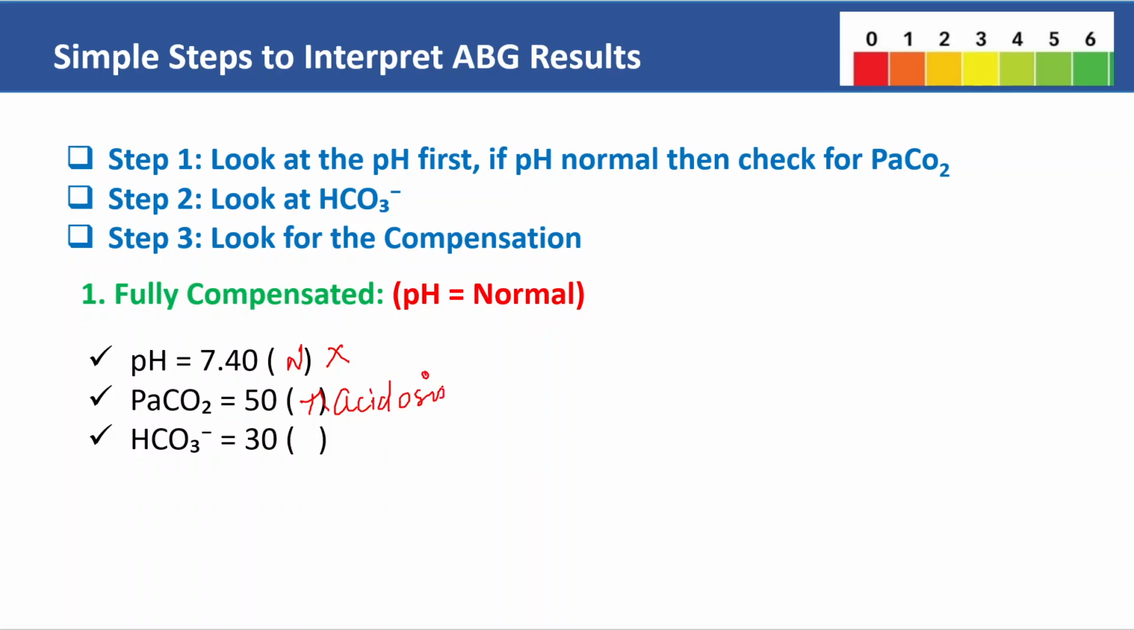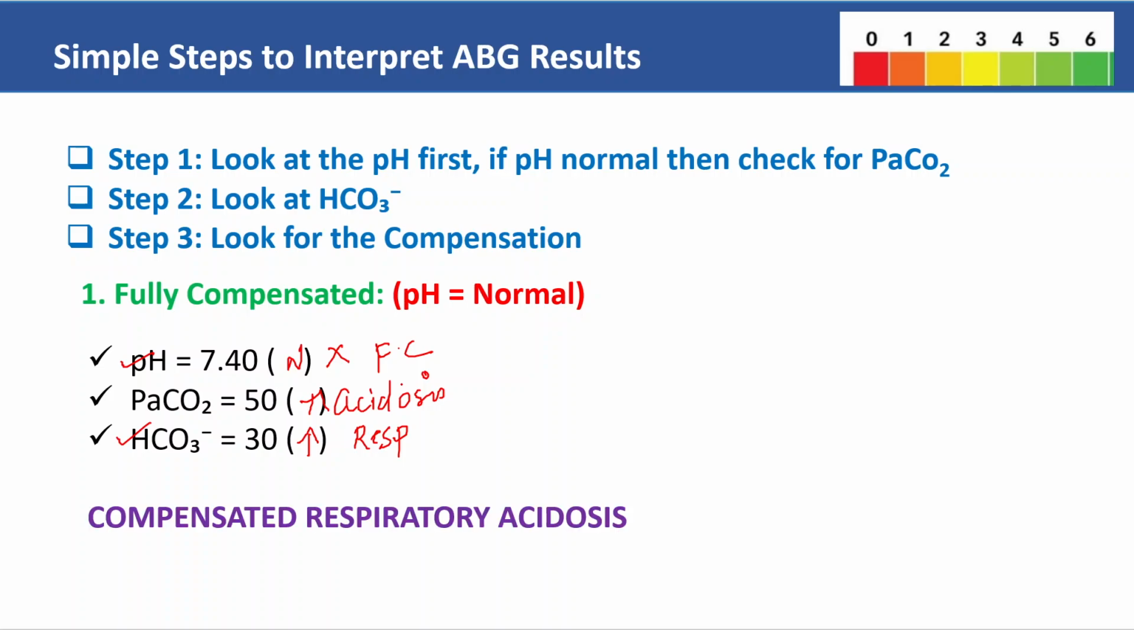Okay. Yes. So bicarbonate is also increased. I told you if one of the components is going to be opposite, then it is going to be respiratory. So now it is fully compensated, right? Because of this one, fully compensated respiratory acidosis will be the answer.